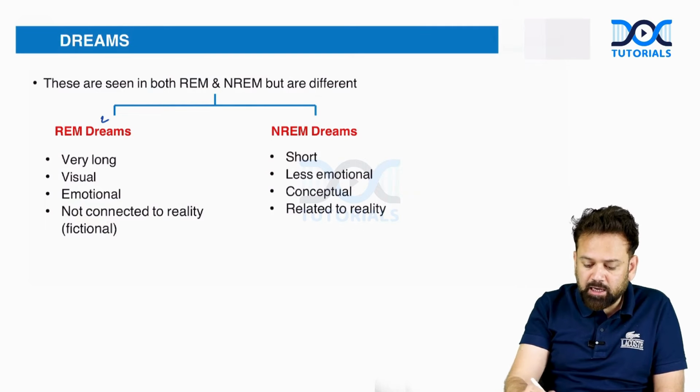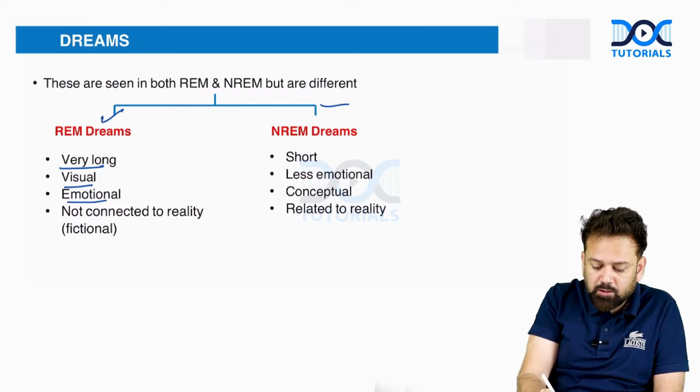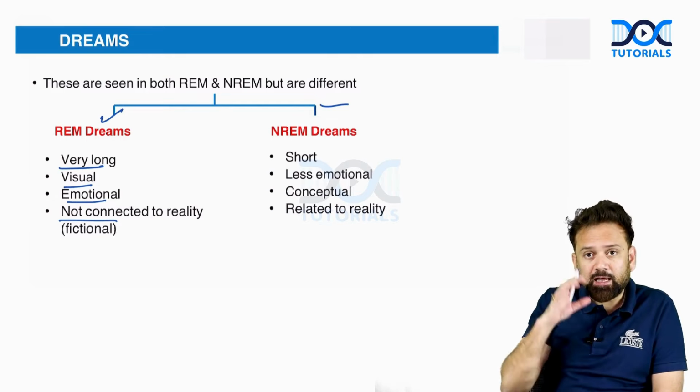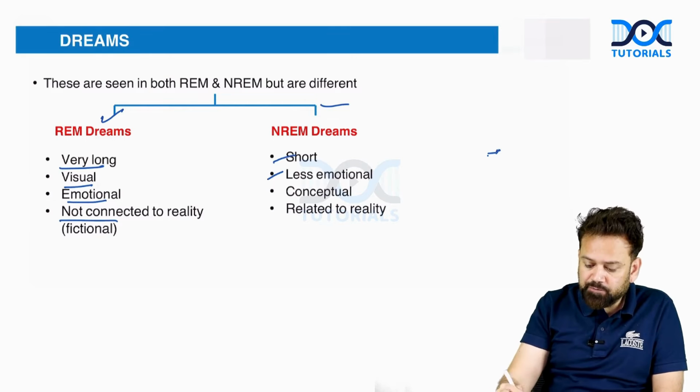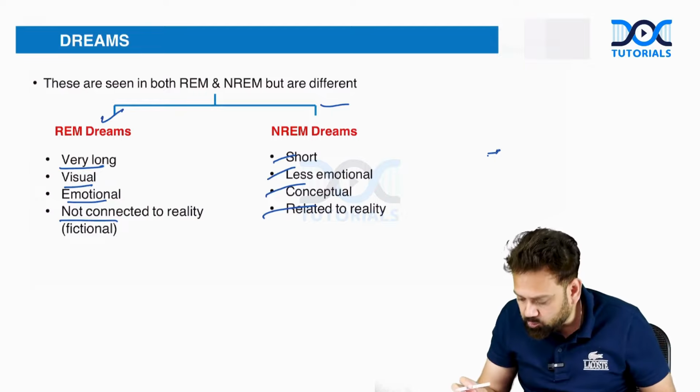Dreams can be both in REM and NREM. In REM, dreams are longer, visual, emotional, not connected, fictional. But in NREM, dreams are short, less emotional, conceptual and related to reality.